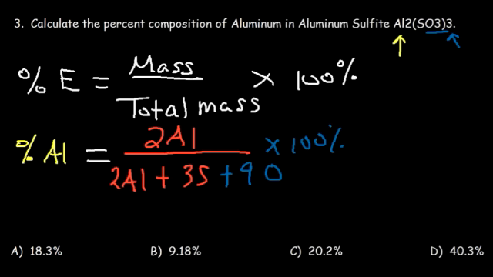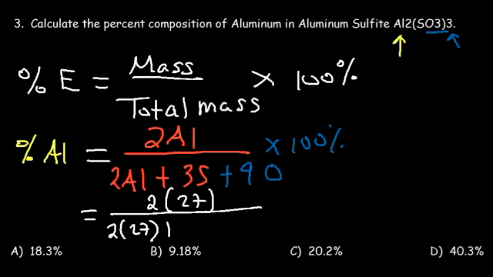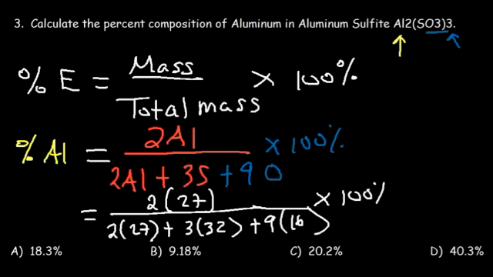So let's plug in the numbers. Aluminum is 26.98 in the periodic table, but we're just going to make it a whole number. We're going to say it's 27. And then sulfur, we can round it to 32. And for oxygen, it's about 16. So times 100%. Now you can type this in all at once in your calculator, but for those of you who like to do it step by step, I'll take it one step at a time.